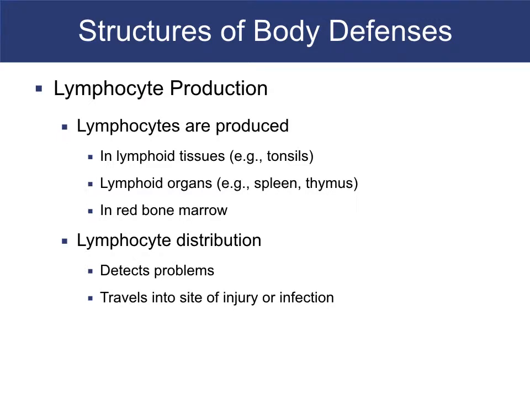Lymphocytes are produced in the lymphoid tissues, like the tonsils. Tonsils is another place we didn't mention. The spleen, the thymus, and in the red bone marrow. So they're kind of made all over. Where do they live? Well, they live in all of those places too. So there's a lot of lymphocytes that are sort of floating there in your spleen. And if you've got an infection, those lymphocytes and other white cells would be released and go fight the infection.